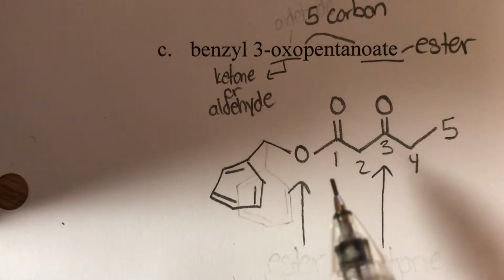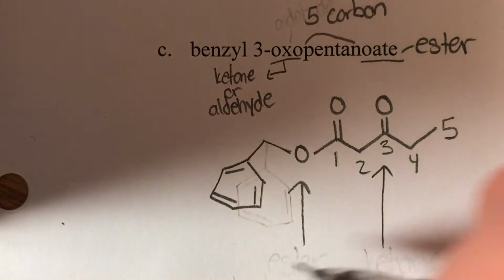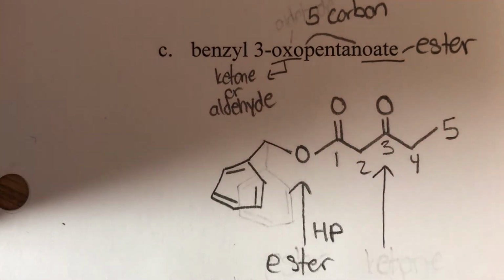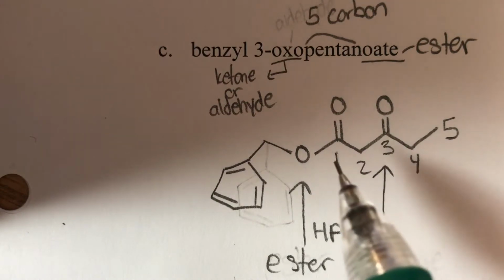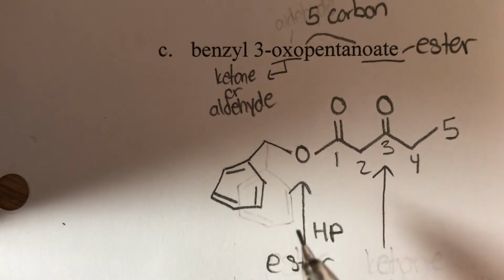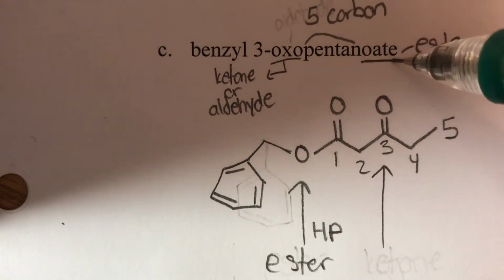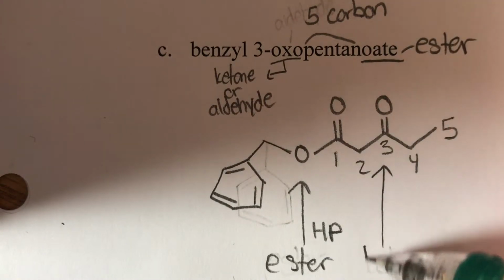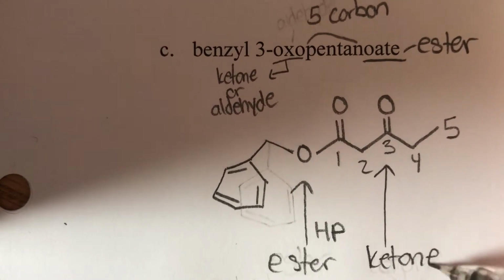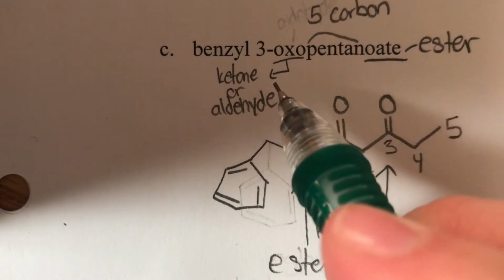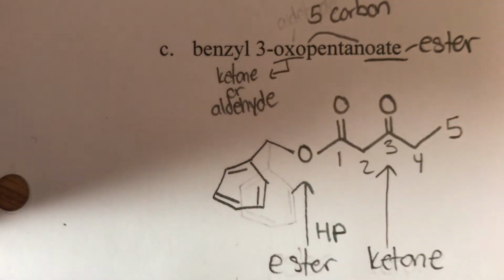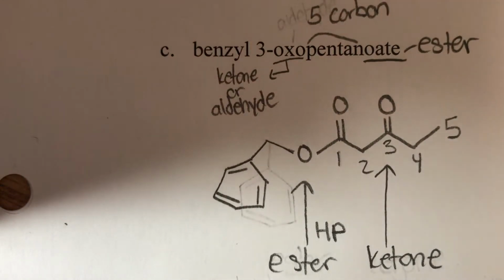So the high priority group, looking at the table, is going to be the ester. So the ester is high priority. So the higher priority is where we're going to start numbering, and the higher priority is also what is going to get the suffix. So that is where the "oate" came from at the end of the name. And then we have a ketone at carbon 3, and that ketone we get from oxo. Oxo is the prefix, so the lower priority group will get the prefix.